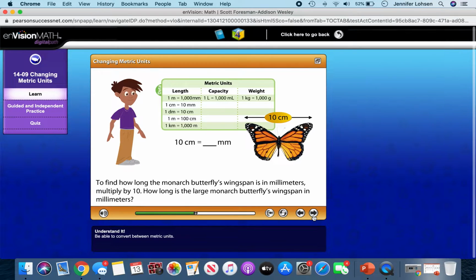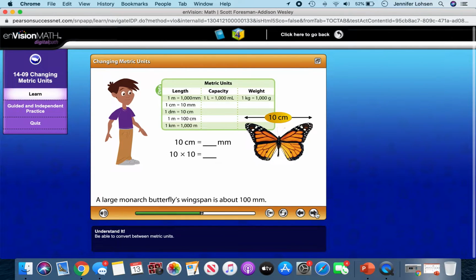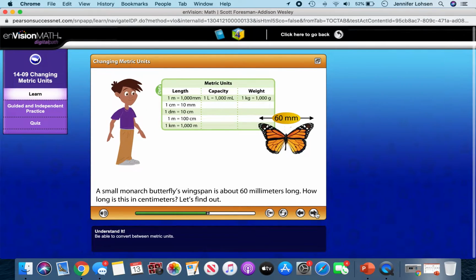To find how long the monarch butterfly's wingspan is in millimeters, multiply by 10. How long is the large monarch butterfly's wingspan in millimeters? 10 times 10 is 100, so it is about 100 millimeters. A small monarch butterfly's wingspan is about 60 millimeters long. How long is this in centimeters?